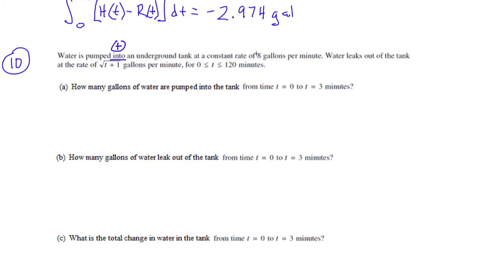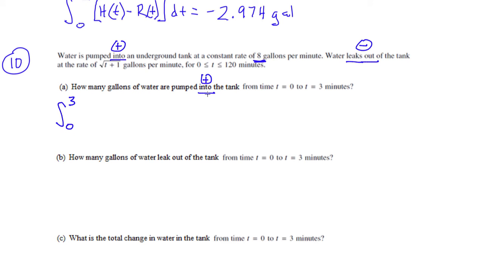So I have a positive rate of 8 gallons per minute, and then leaks out of the tank. Leaks out, that's a negative indicator, so a negative rate of square root of t plus 1. How much is pumped into the tank? I'm talking about the positive. Into is the positive word that I'm looking for. So it's talking about the positive 8, between 0 and 3 minutes.